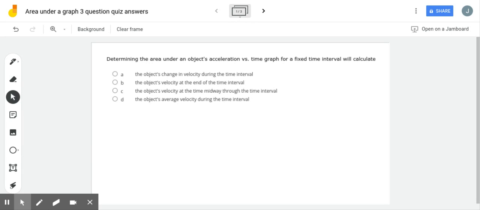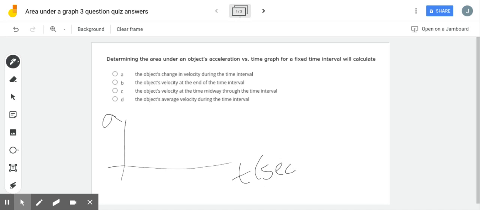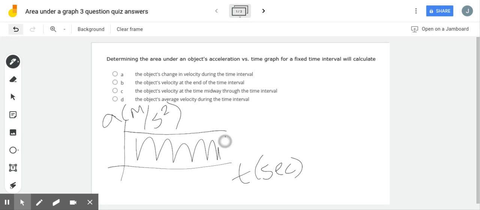So the first question I'll go over: determining the area under an object's acceleration versus time graph for a fixed time interval will calculate. So basically we're saying, let's say this is A and this is T. T's in seconds, and A is in meters per second squared. Okay, and so if it's something like that, actually, let's just call it something like this. So we're calculating this area.